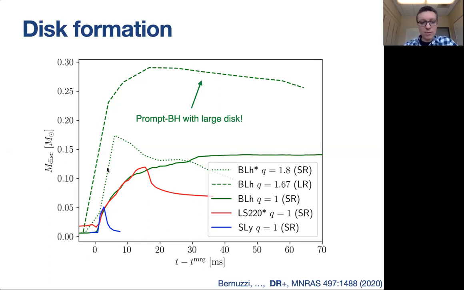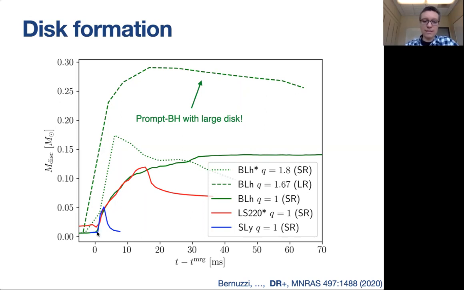So forget for a moment about these dotted and dashed lines that represent unequal mass binaries. We'll come back to those in a minute. Focus for a moment on these binaries that have equal mass. These are three different binaries, same mass ratio 1. These have the chirp mass of 1.17, different equation of state, so different collapse time.